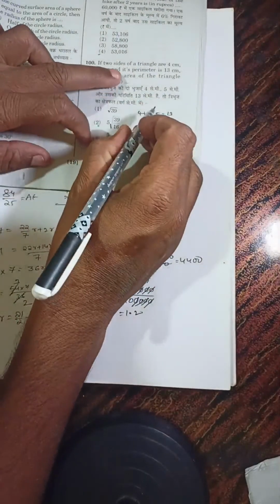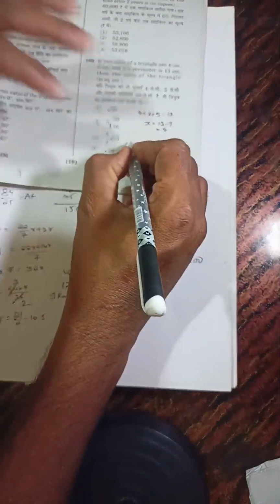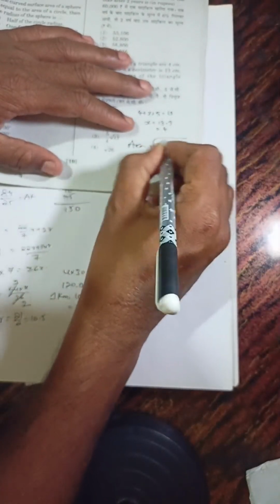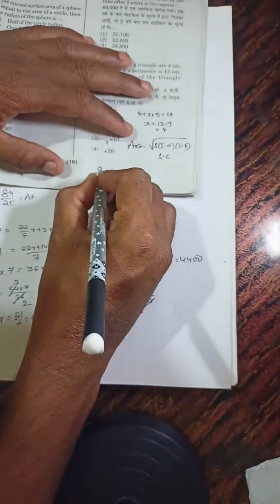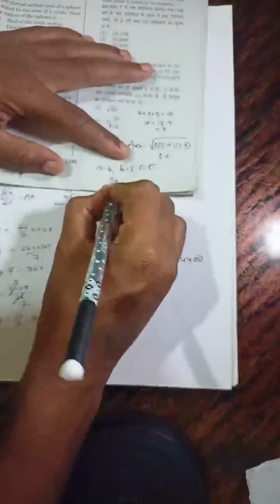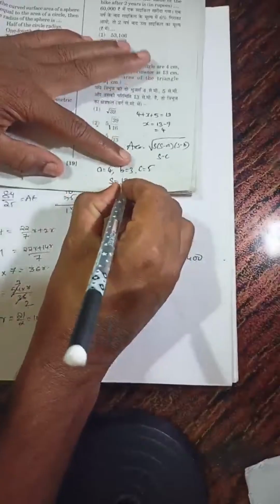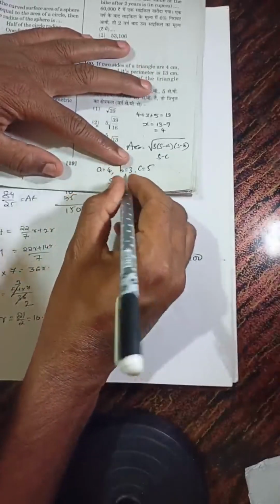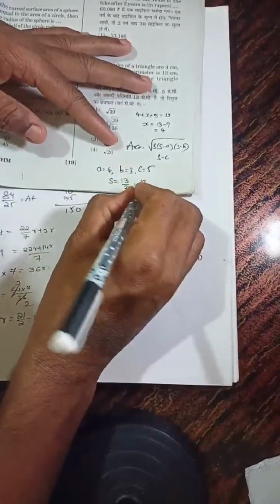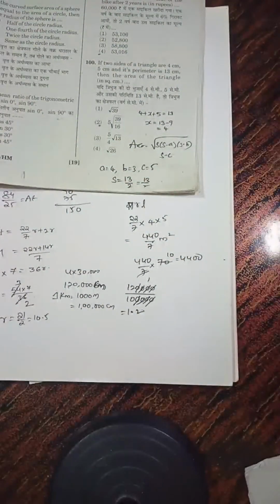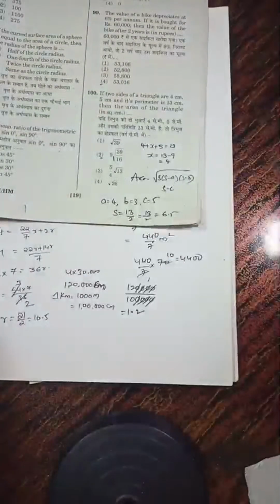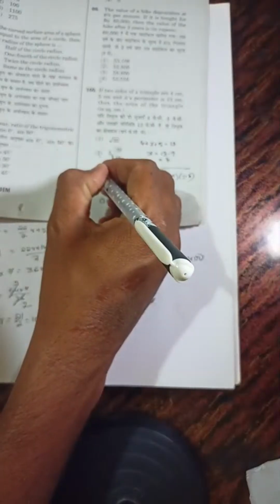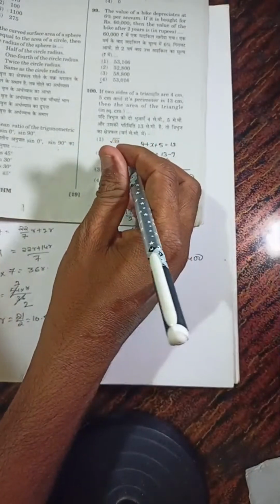The area of a triangle is under root of s into s minus a, s minus b, s minus c. The a value is 4, b value 3, c value 5. So s is the semi-perimeter, a plus b plus c by 2. So 13 by 2, which gives the s value 6.5. We are going to substitute all the values in this one. We are going to get the answer 5 by 4 under root 39.